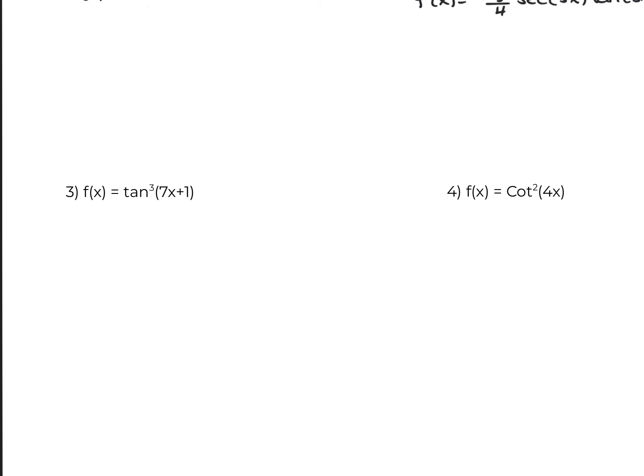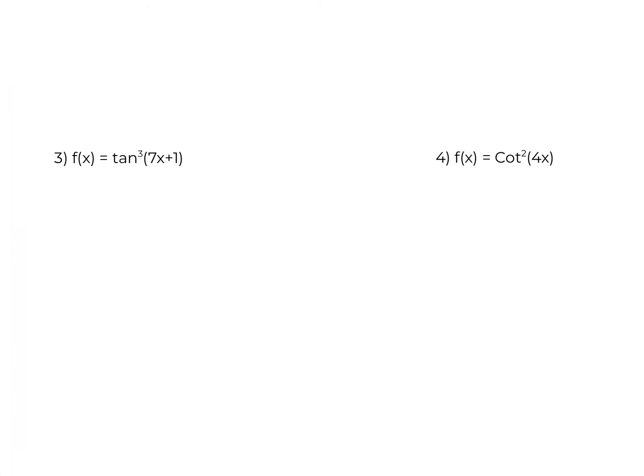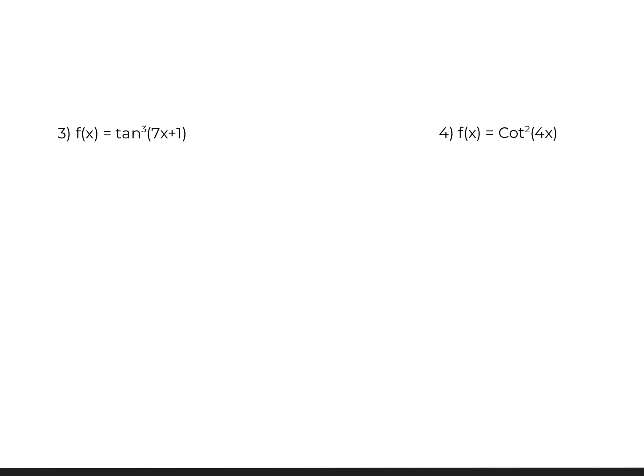So number 3 says find the derivative of tangent to the third of 7x plus 1. So first things first, we need to remember from yesterday that we need to rewrite this as tangent of 7x plus 1, this whole thing to the third. So when we take our derivative, we have to remember that this is a chain rule.